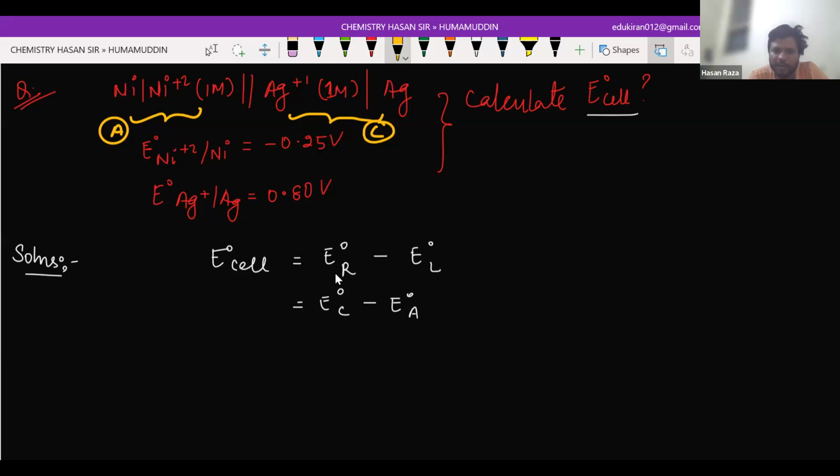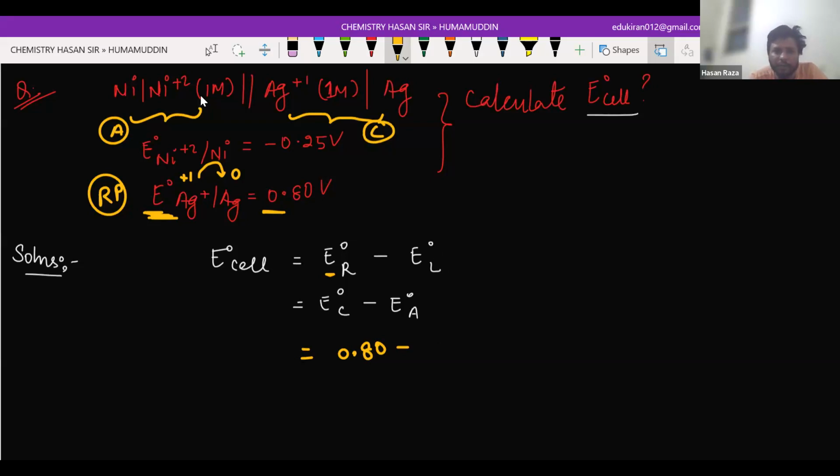Now you can see the right hand side is Ag. You need to check whether the standard potential given is a reduction potential or an oxidation potential. You can see it is going from +1 to 0, so it is a reduction potential. So you can directly write 0.80. You don't need to change the sign.